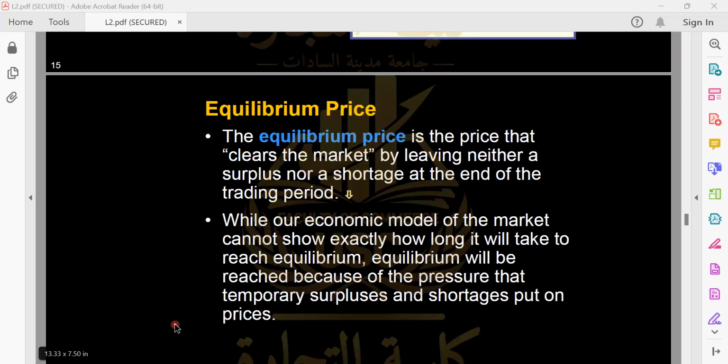So equilibrium price, and we have an important definition for equilibrium price. It's a price that clears the market by leaving neither a surplus nor a shortage at the end of the trading period. So at the end of the trading period, we no longer have a surplus or a shortage. That's when we have an equilibrium price. While our economic model of the market cannot show exactly how long it will take to reach equilibrium, equilibrium will be reached because of the pressure that temporary surpluses and shortages put on prices.